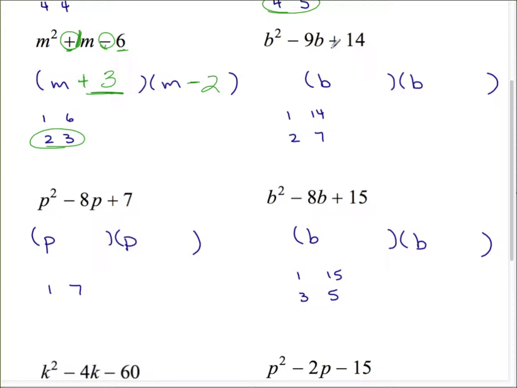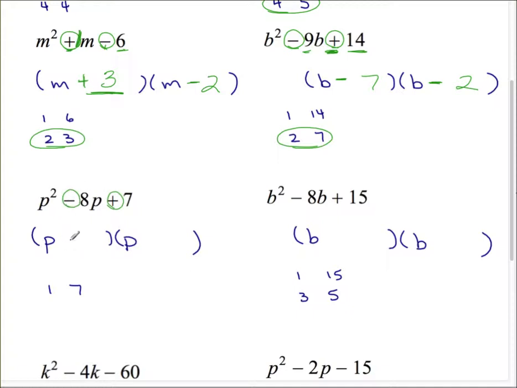Over here, this tells me the signs are both the same, and this tells me they're negative. Now we're looking for numbers that multiply to 14 and subtract to 9. Or not subtract, add to 9. Multiply to 14 and add, that was an add sign, 7 and 2. Just plop them in.